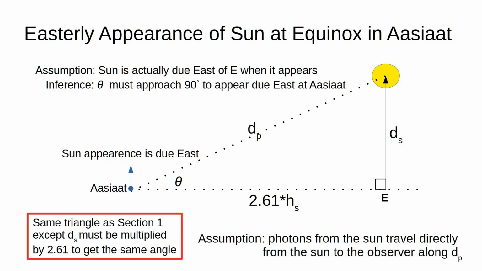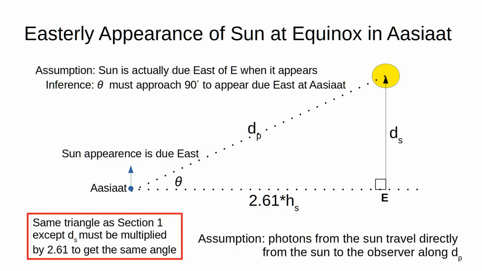To reach 88 degrees, ds needs to be in the upper 70s times hs, and at 100 times hs the angle is still 1.5 degrees off due east. 89 degrees is reached when ds is about 150 times hs.